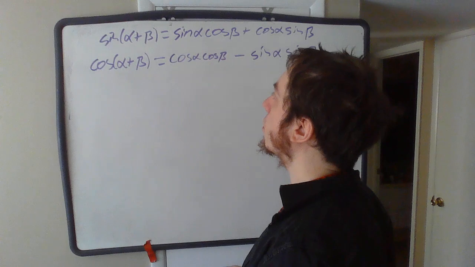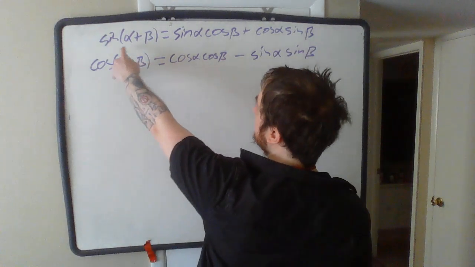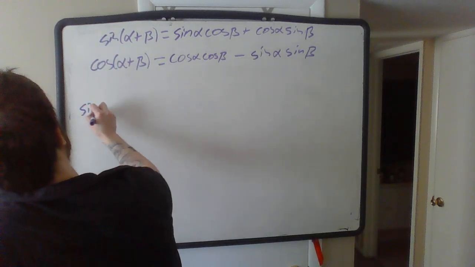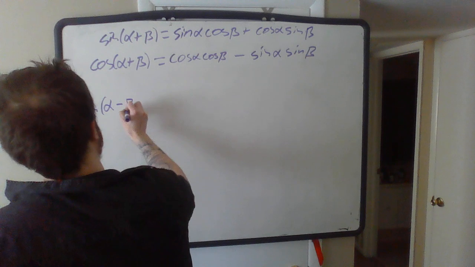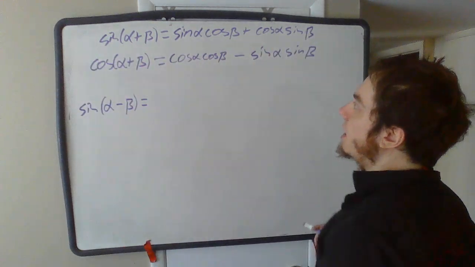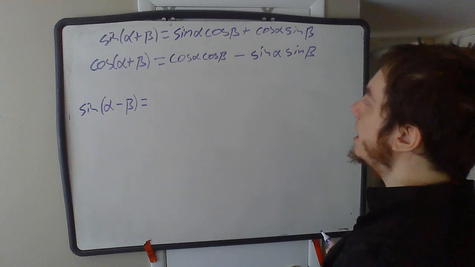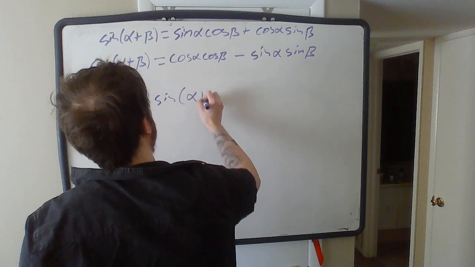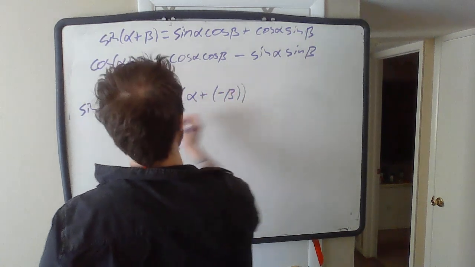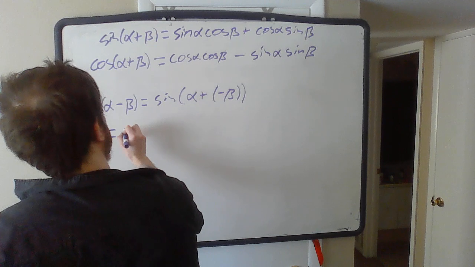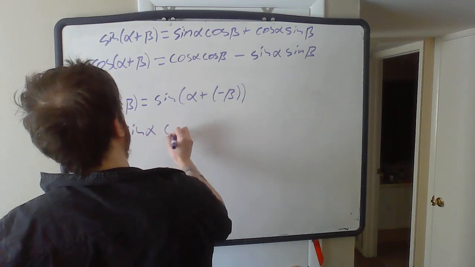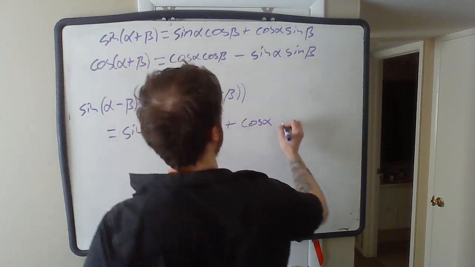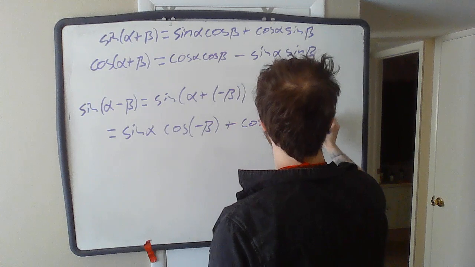Using this, we can also work out what happens if you were to subtract the angle instead of adding it. So what if I wanted to do sine of alpha minus beta? Assuming that we have established this for any two angles, we can say this is the same as the sine of alpha plus negative beta. Well, that's going to be equal to sine alpha cosine of minus beta plus cosine alpha sine of minus beta.